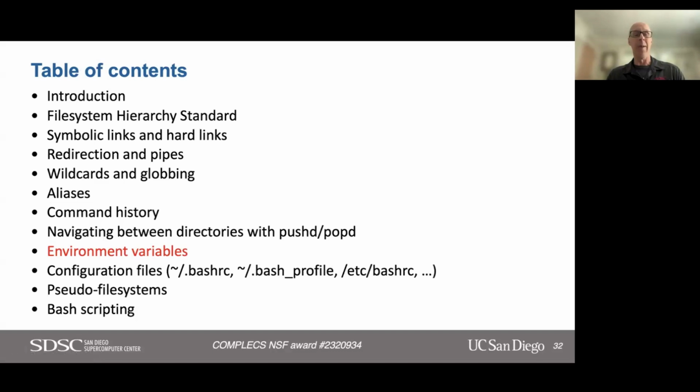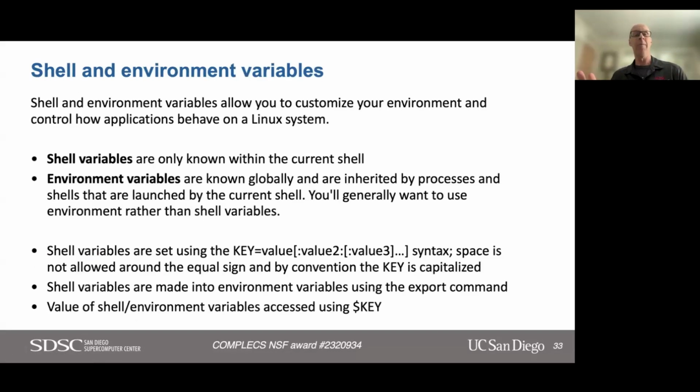Okay, environment variables. This is something that I think you're going to find really helpful. In Linux, we have shell variables and environment variables. And they're very, very similar, but they have some subtle differences. These allow you to customize your environment and control how applications behave on a Linux system. Shell variables are only known within the current shell. Environment variables are known globally, and they're going to be inherited by processes and shells that are launched by the current shell. You're generally going to want to use environment variables rather than shell variables.